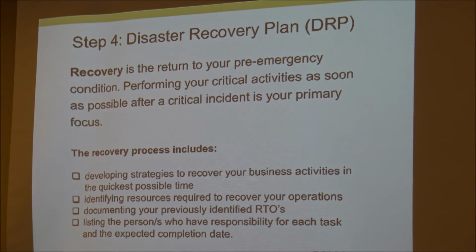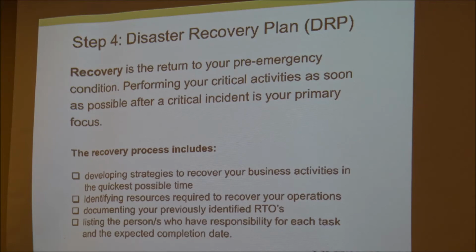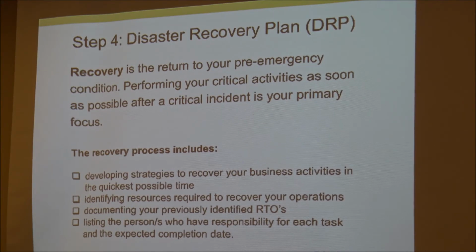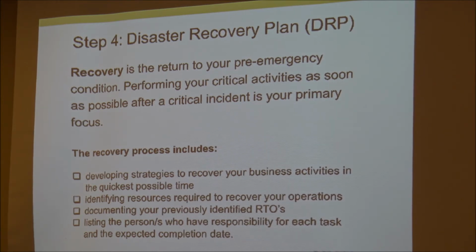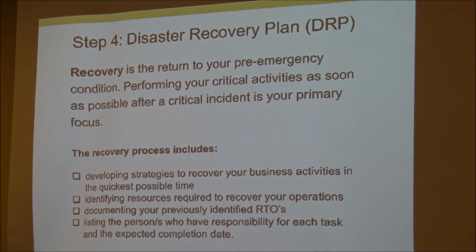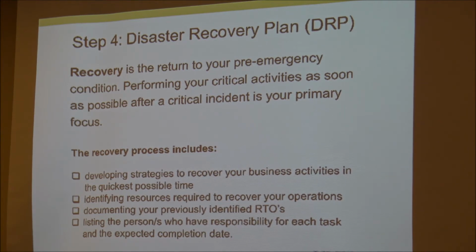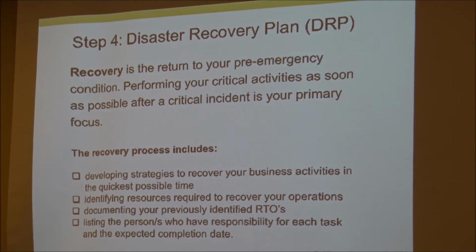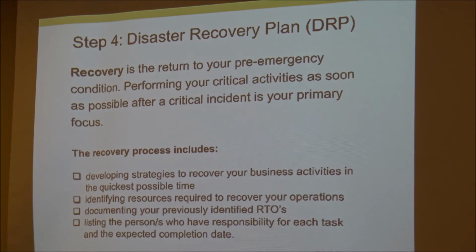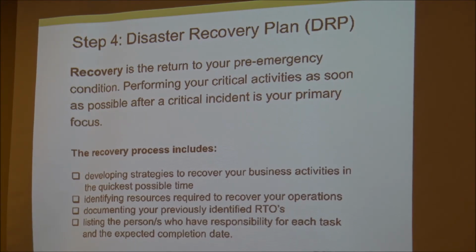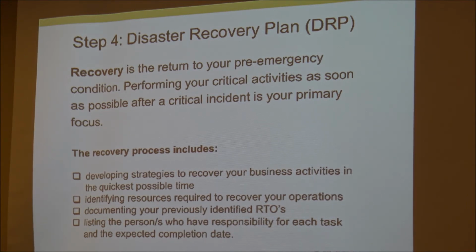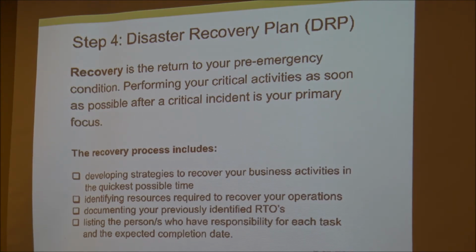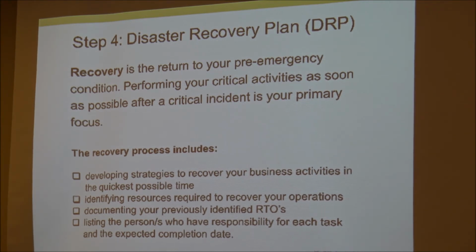We want to list the persons that have a responsibility for each task and the expected completion date. So who's doing our chrome plating? What's their name? When can they have it done by? So if you look at this, this is a process of basically working a timeline backwards. So we have our event, and while our event is going on and it's progressing, we're looking at our business working backwards to get back to that 0 hour. So we're saying, 2 weeks from now, I'm out of business. What can I do working backwards to get to that 0 hour? Does that make sense?